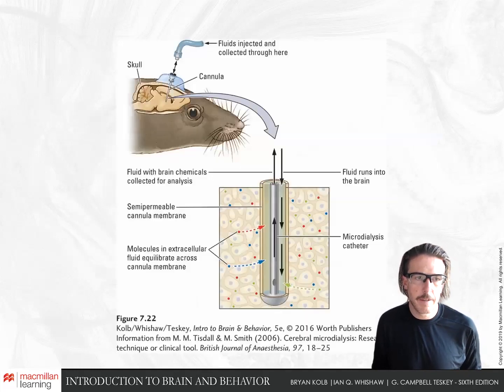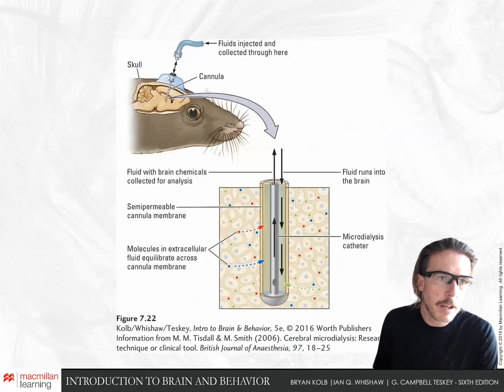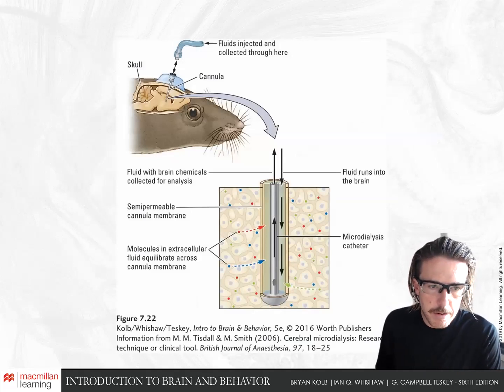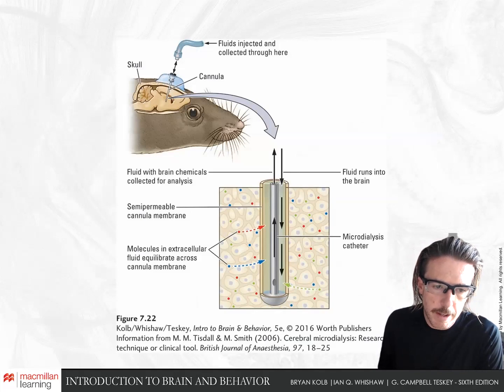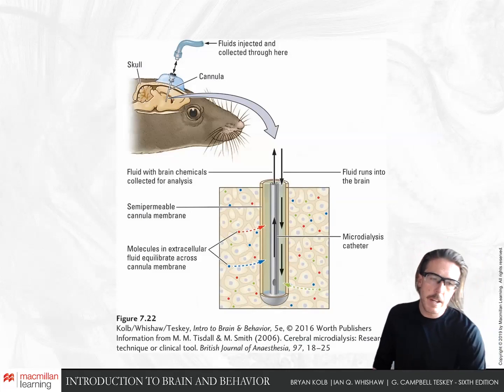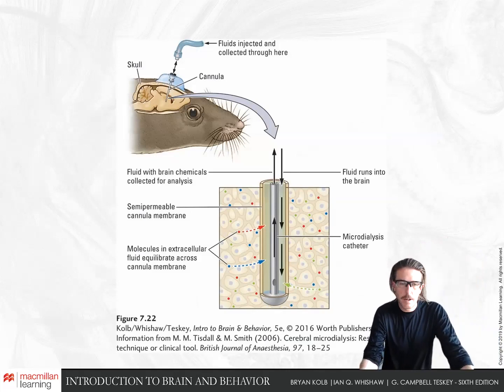in the extracellular fluid. So here's the fluid coming in. It's going through this system before it comes out, and there's the semi-permeable membrane here. And because there's higher concentration of these ions outside of the semi-permeable membrane, they're able to traverse it inside, and they enter this fluid and go up into the analysis machine. So this can be used to study, for instance, the amount of glucose in the brain at any given time.